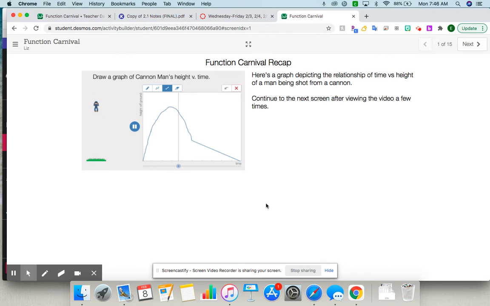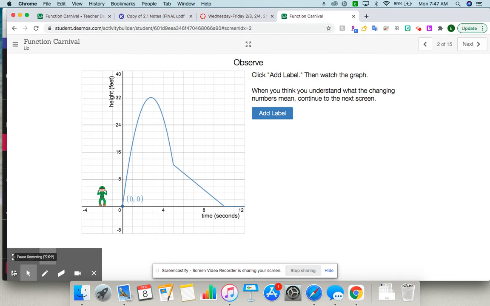During your virtual days, you should have completed the Desmos activity called Function Carnival. In this first slide, you watched a video of a man being shot from a cannon and relating the time after he was shot from the cannon to his height off of the ground. On the next slide, you added a label to show you all of the coordinate points that show this relationship.